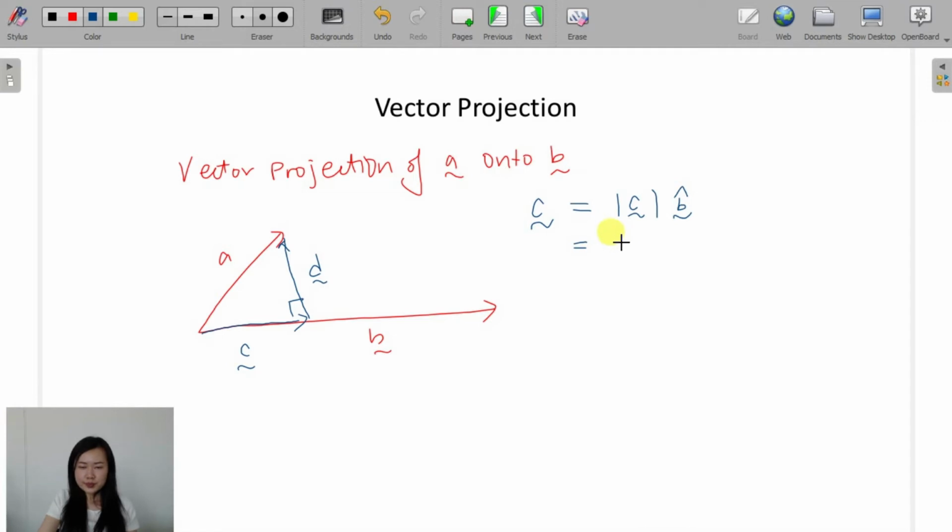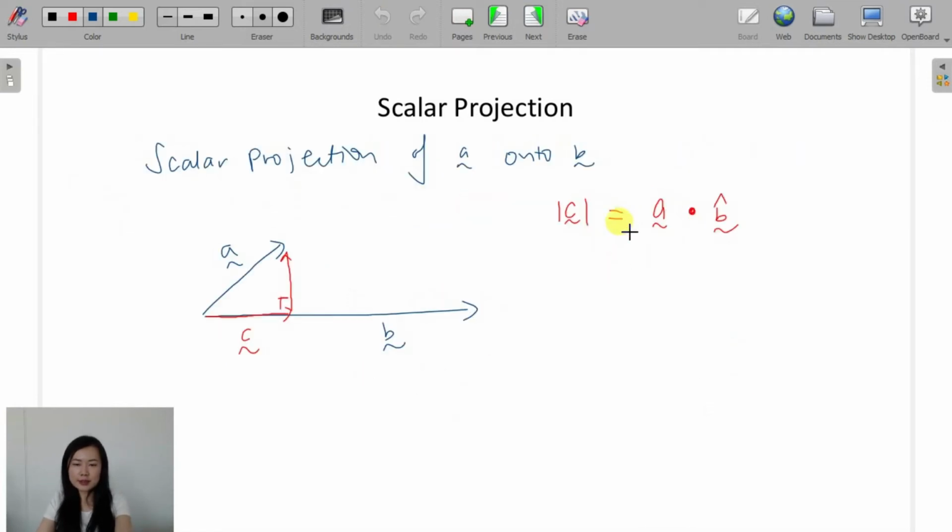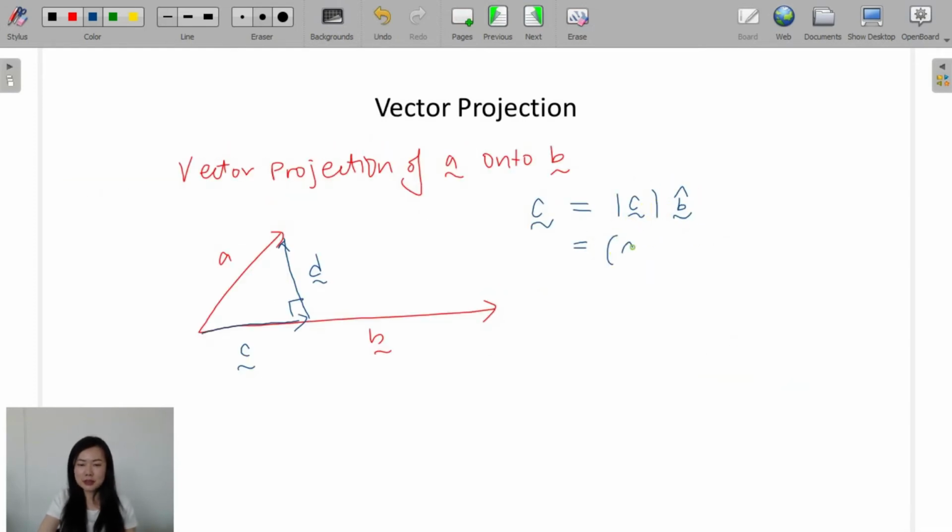So the magnitude of C, if you come back to this, is basically calculated like that. So that's the formula I'm going to steal.